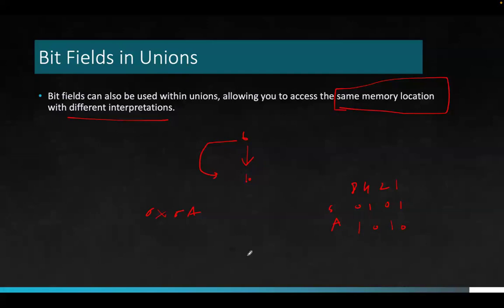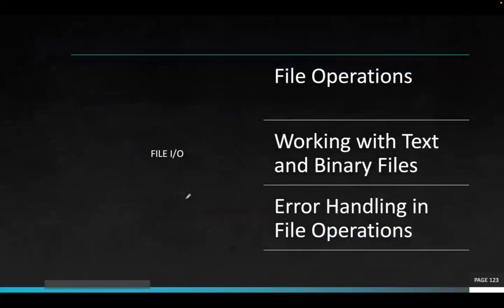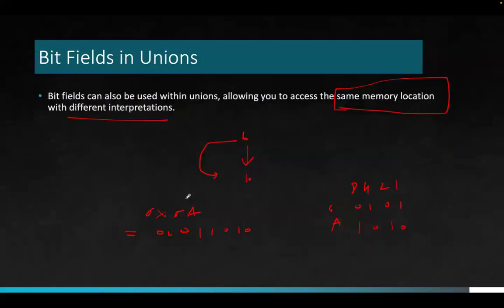So if you further divide this 5a, 5 means 0101, and A is 1010. Now, if you read the structure, bit 0 should hold 1 bit, bit 1 holds 1 bit, bit 2 holds 6 bits. So how many bits are there here? 1, 2, 3, 4, 5, 6, 7, 8. 8 bits are there.